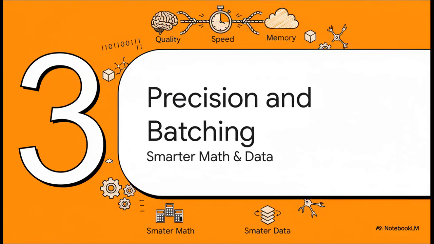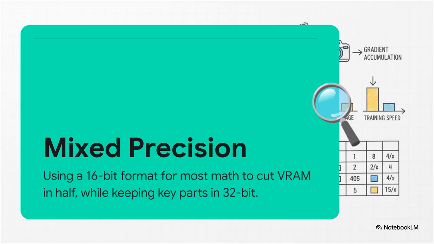First up, precision and batching. This is all about smarter math and smarter data. Okay, so let's talk mixed precision. My default in AI model is basically a giant pile of super precise numbers. Think of them as 32-bit numbers. They're incredibly accurate, but they are also memory hogs. They take up a ton of space.